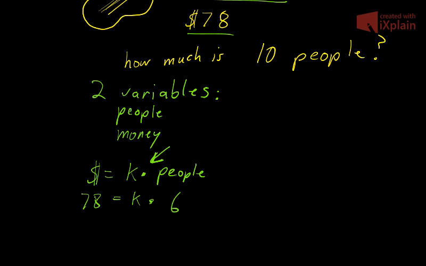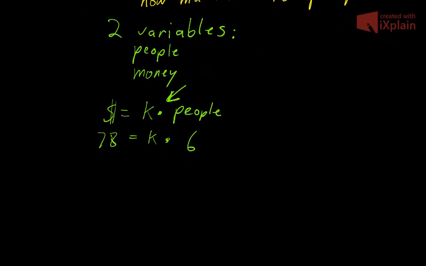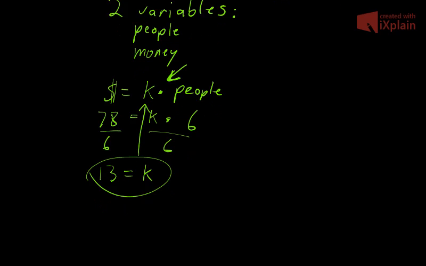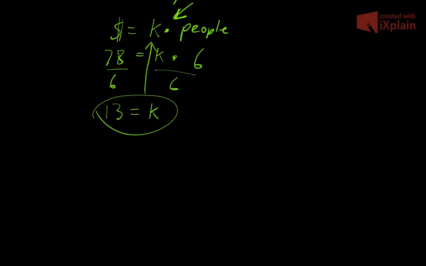If I want to figure out what k is, I see right now k is being multiplied by 6. To get rid of the 6, we do the opposite of multiplication, which is division. Divide both sides by 6, and I end up getting that 13 equals k. Now I put this back into my first equation, which tells me that the amount of money is equal to 13 times the number of people.